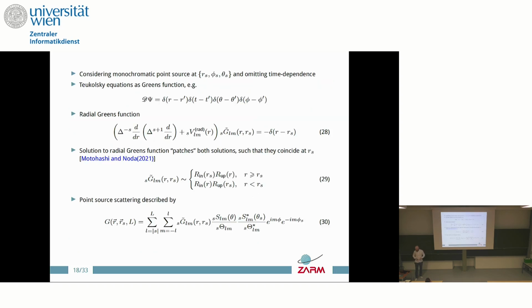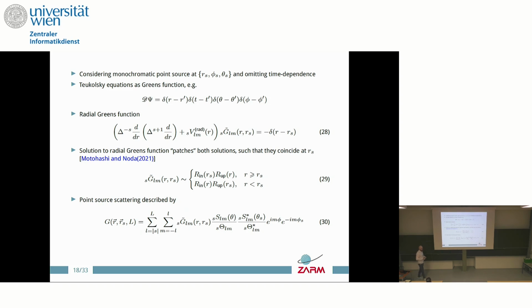Okay, Green's function, we consider now a monochromatic point source at a specific coordinate, and we omit the time dependence here because it's only introducing a phase shift depending on the time coordinate. And then our differential equation looks like this. This is why I introduced this script D. And then the radial Green's function, which has to solve this differential equation, has to fulfill another property.